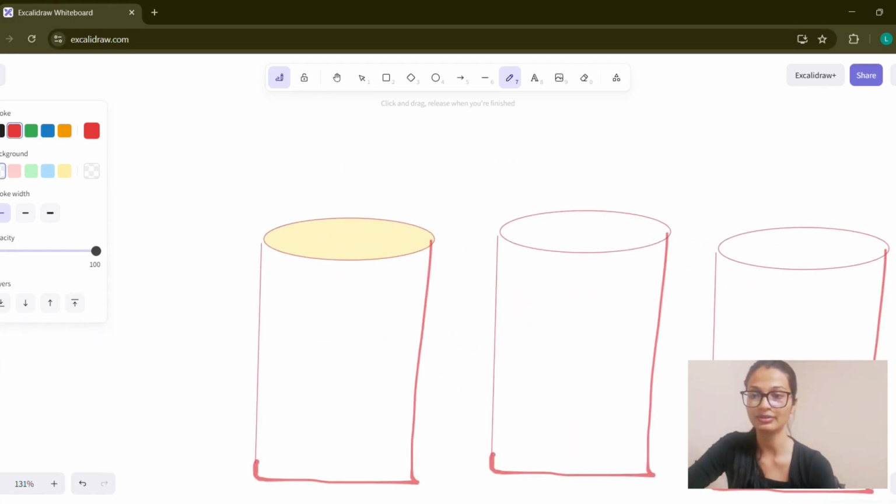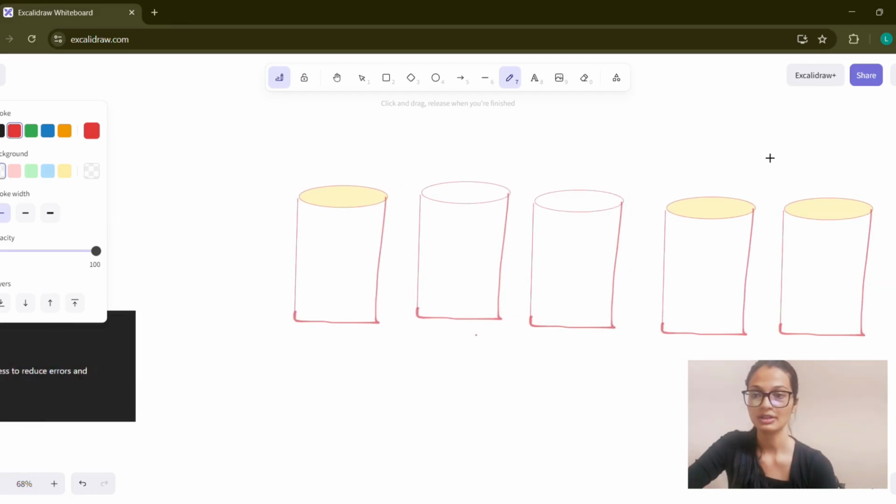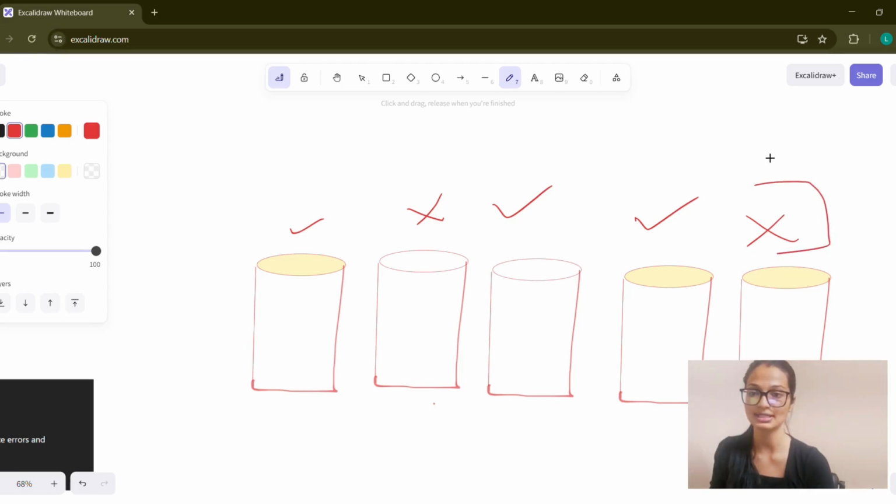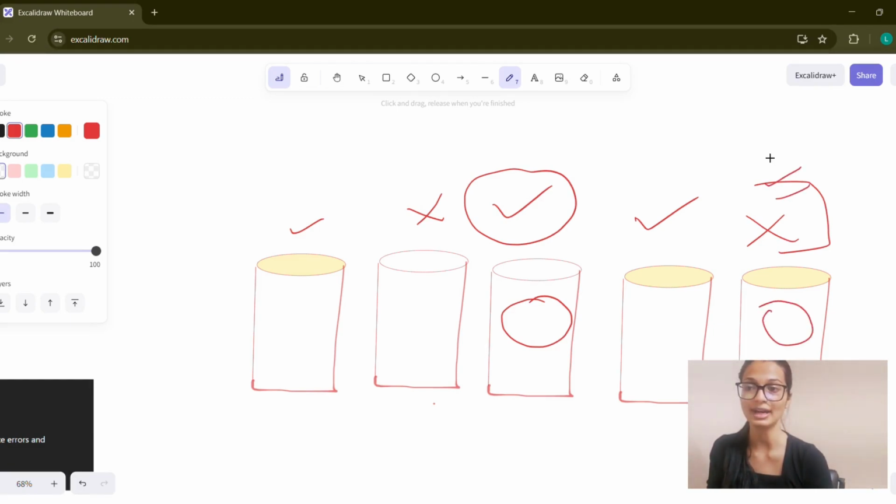Suppose we had 5 glasses of water, and our model has predicted that this was full, this was empty, this was full, this was full, and this was empty. These were the predictions the model made. But when we see it in real time, this was actually an empty glass, and this was also an empty glass, but our model predicted it as full. Similarly, this was a full glass and the model predicted it as empty. So we find patterns between the errors the model has made. What is the pattern over here and what is the pattern over here?